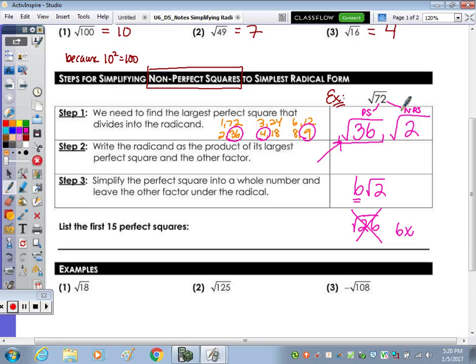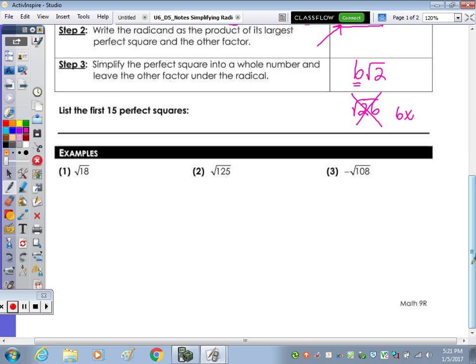Let's look at the first example: 18. So 1 times 18, 2 times 9, 3 times 6. The largest perfect square factor of 18 is 9, and it's 9 times 2.